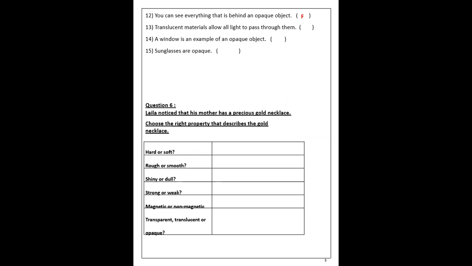Number 13. Translucent materials allow all light to pass through them. Right? Of course, no, they allow some light. All of the light can pass through the transparent material. 14. A window is an example of an opaque object, correct? Of course, no. It's an example of a transparent material, so we can see everything through it. 15. Sunglasses are opaque, correct? Of course, no. They are translucent. That's why we can see some of the light through them.